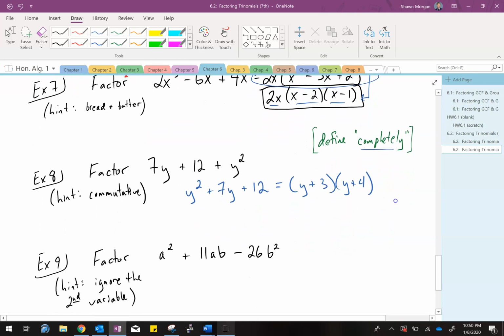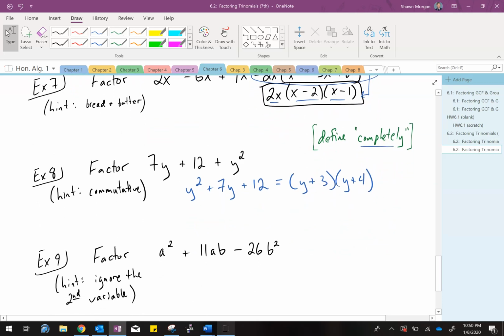Last example that I'll work for you, and then I have an example 10 that's a little bit of a conglomeration of everything that we've talked about. This example here with example 9, it's got a couple of variables. It's got an a and a b. So I'm going to encourage you to temporarily ignore that second variable. In fact, pretend like this is a brand new problem that's much simpler. Pretend like it's a squared plus 11a minus 26.